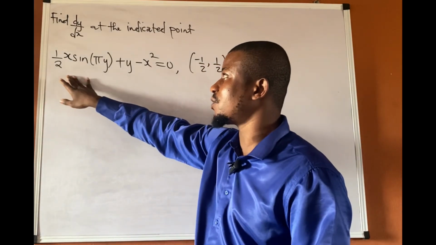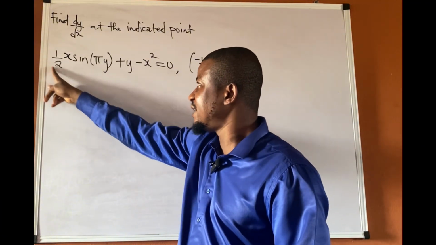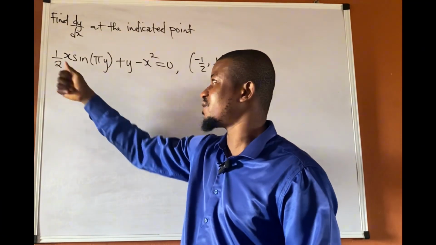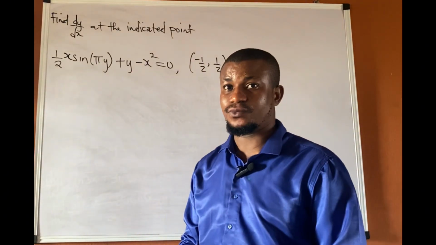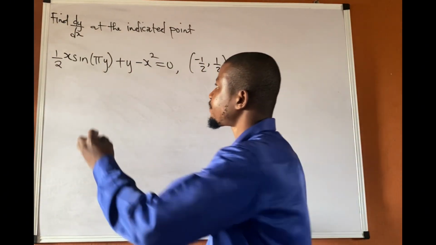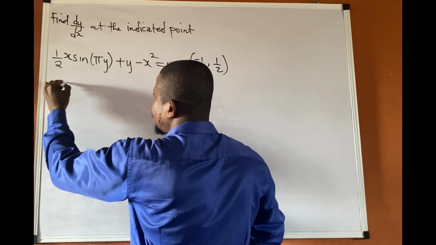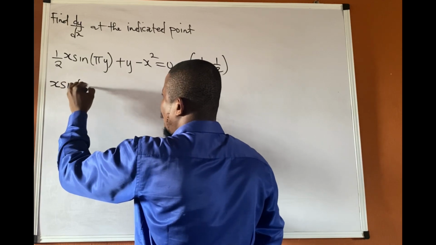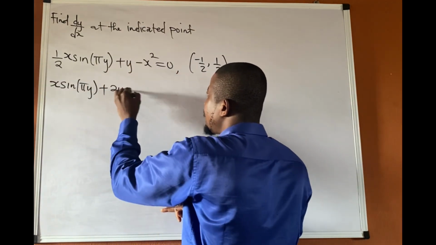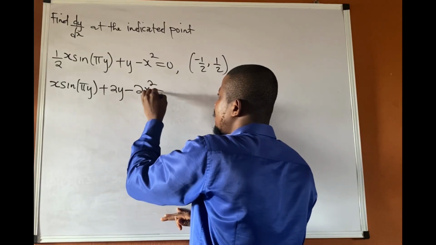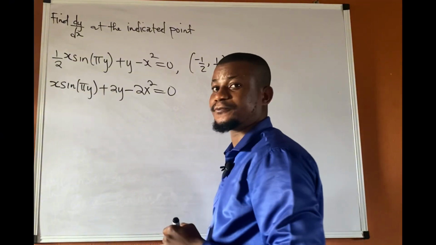Now, to differentiate this function, we can directly differentiate, but I want to eradicate this fraction here. We can actually work with the fraction, but let me get rid of it by multiplying through by 2, right? So let's look at this. If I multiply through by 2, this is definitely x sine pi y plus 2y, because 2 multiplies this, minus 2x squared equal to 0. 2 is multiplying everything, and when 2 multiplies 0, it is still 0.